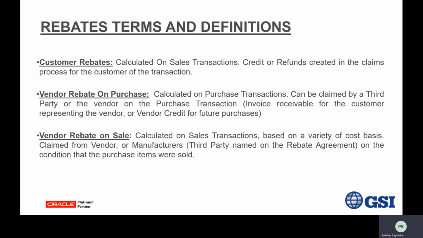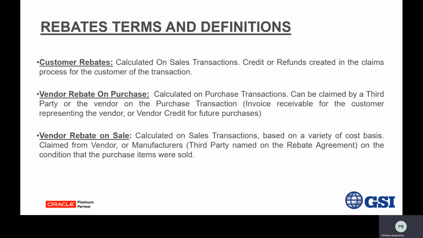Vendor rebate on purchases. This is on a purchasing transaction like a purchase order. It can be claimed by a third party or the vendor on the purchase transaction. So for example, the invoice receivable for the customer representing the vendor. So it could be an invoice for the customer representing the vendor, or a vendor credit for future purchases. So basically, it could be on the sales order side or purchase order side, okay?